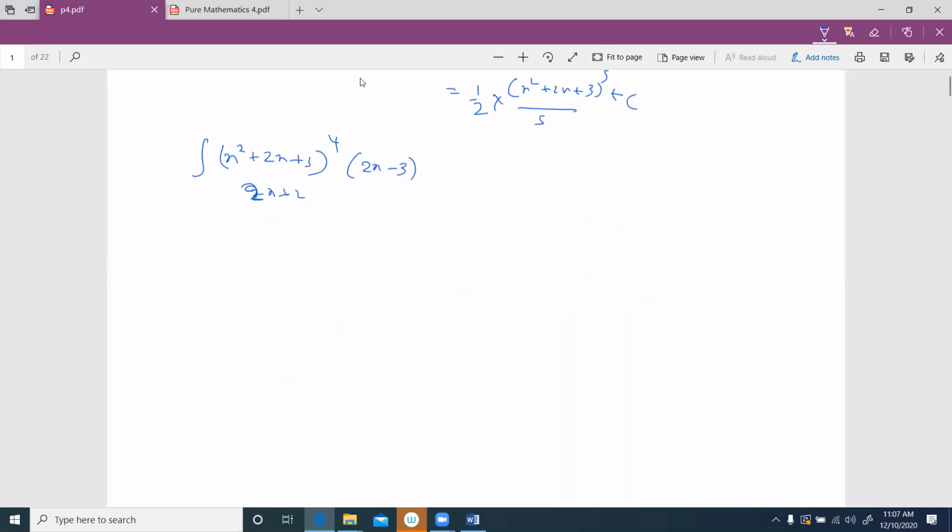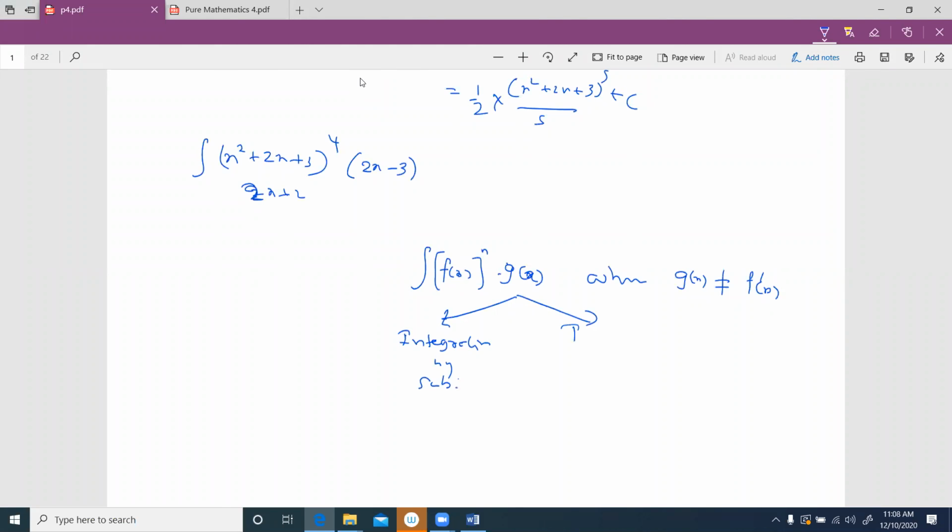In that situation, let me make a brief recap from the last session. If it is a function f(x) to the power n and the differentiation is not here, and it is g(x), where g(x) is not equal to f dash x times f dash x, then in that situation today we are using two approaches. The first one is integration by substitution, that is what you learned yesterday. The other part is integration by parts.